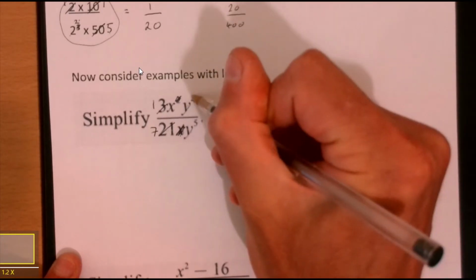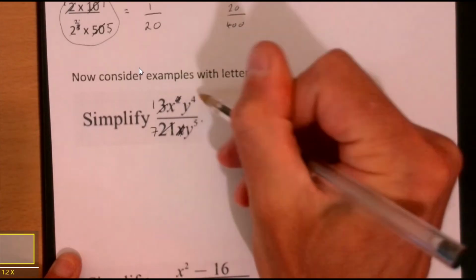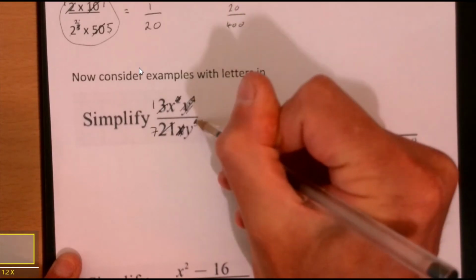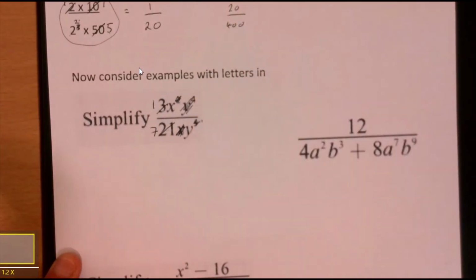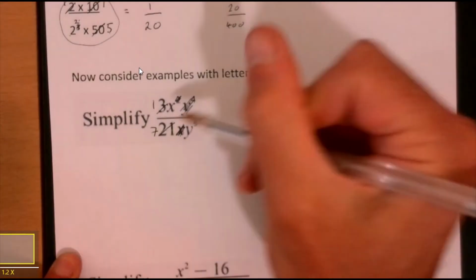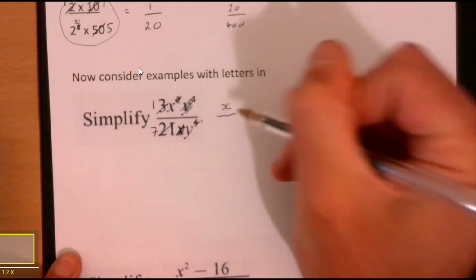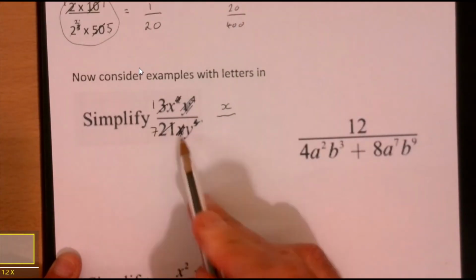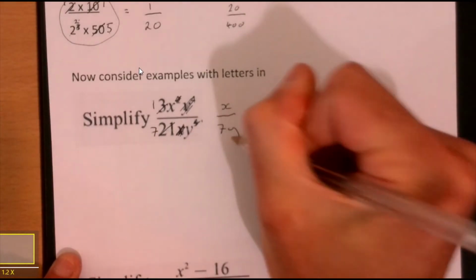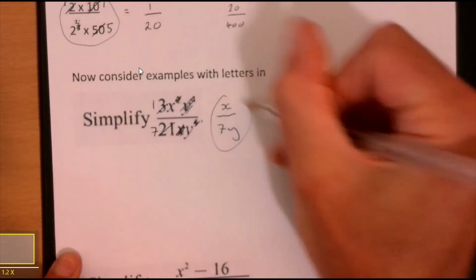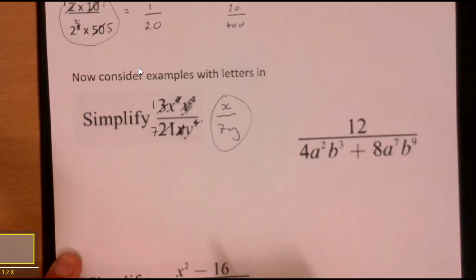So cancelling just this bit here, remember, just using our rules of indices. So let me just write out where we've got to. So 1 times x over 7 times y. Now that's absolutely fine. You could leave your answer like that. If you want to show off, you could put y to the power of minus 1 there. That's fine, we'll leave it like that. There's different ways that some mathematicians might write that down.